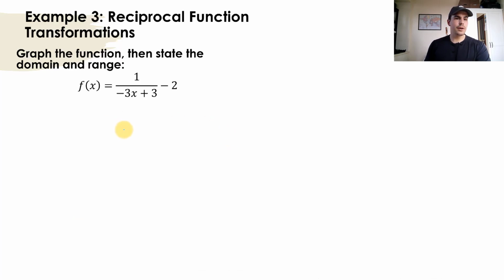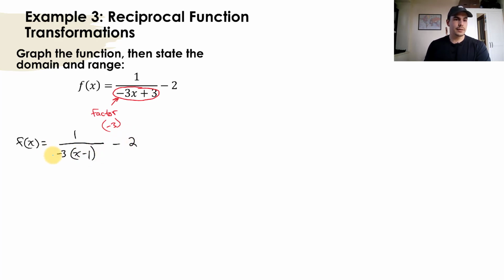All right, let's go ahead and graph our reciprocal function transformations now. We're going to graph this instead of just sketching it like we did on previous slides. So to do this, I'm going to first start off by factoring this denominator. I'm going to factor out a negative 3. Okay, if I factor out a negative 3 here, now I get 1 over negative 3 times (x minus 1), all minus 2.